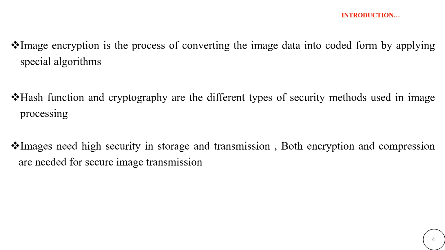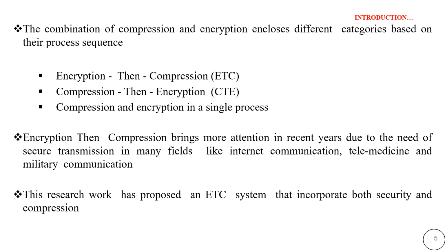So, images need high security in storage and transmission. Both encryption and compression are needed for secure image transmission. The combination of compression and encryption includes different categories based on their process sequence. Here the first one is encryption then compression. The encryption method followed by the compression technique focuses more on image security than on the reduction of the file size.